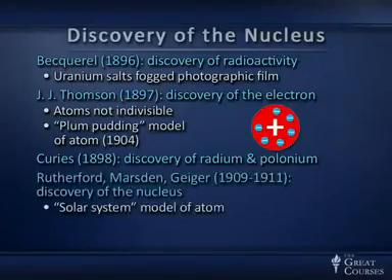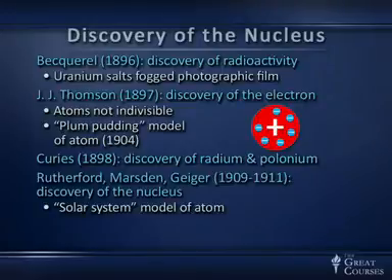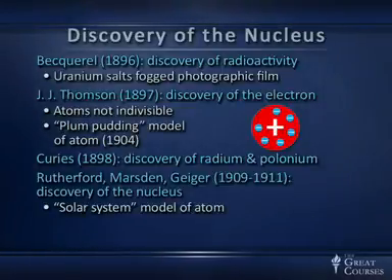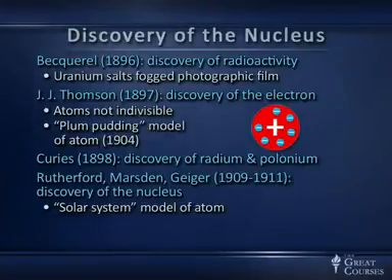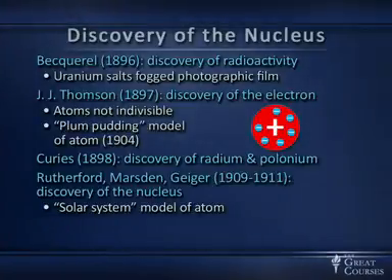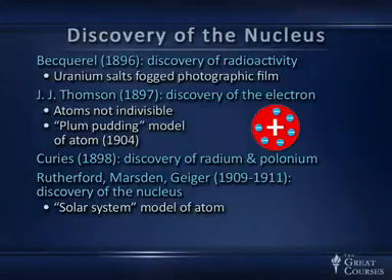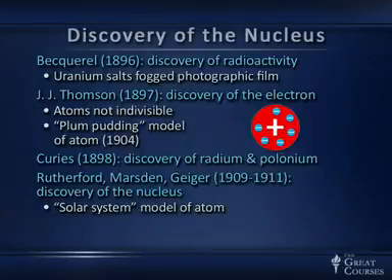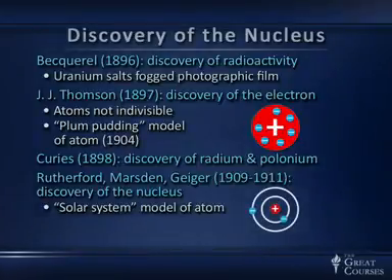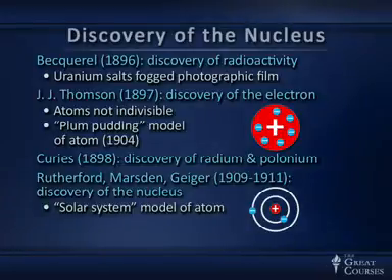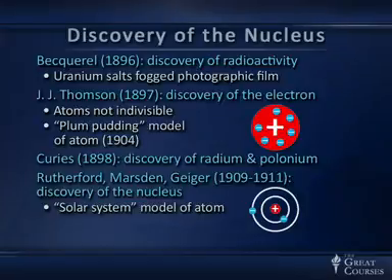And Rutherford, Marsden, and Geiger, Marsden was an undergraduate, by the way, Geiger of Geiger counter fame, did a series of experiments in 1909 to 1911 in which they bombarded a thin foil with some of these high-energy particles from radioactive radium. And by seeing how the particles recoiled, they were able to conclude that the atom consisted of a very tiny massive center, the nucleus, surrounded by mostly empty space in which the electrons were orbiting. And from that came the classic solar system model of the atom.